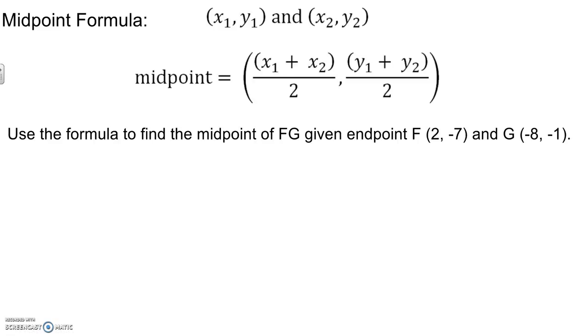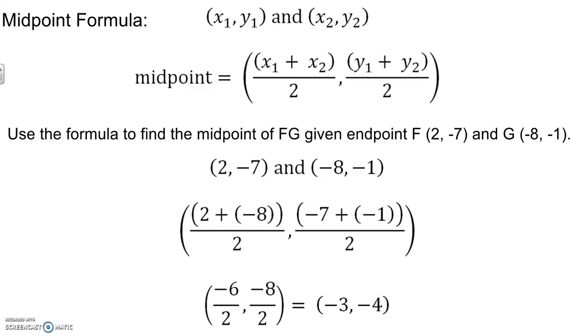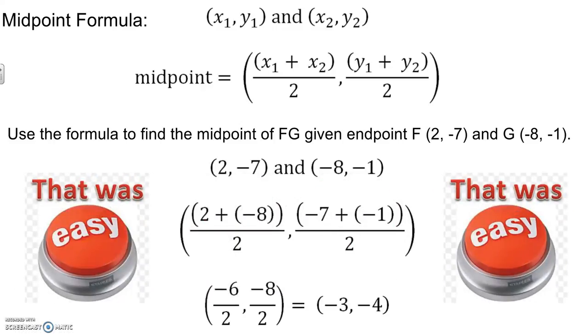Pause for a moment and find the midpoint for FG given endpoints 2, -7, and -8, -1. So plugging in here, remember that when you substitute in a negative number, 2 plus -8, or really 2 subtract 8, is -6, over 2, giving -3. And -7 plus -1 is really -7 subtract 1, which is -8, over 2, giving -4. So the midpoint formula is a good way if we don't have a diagram to work from. That was easy.